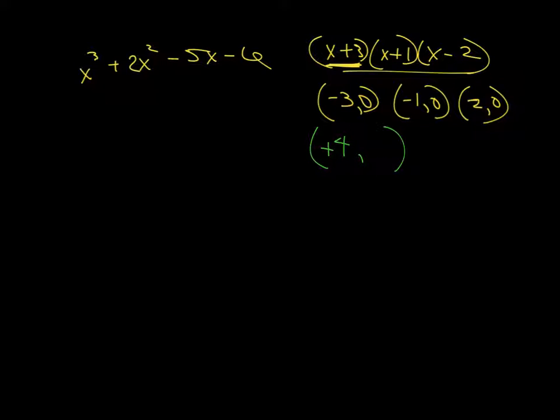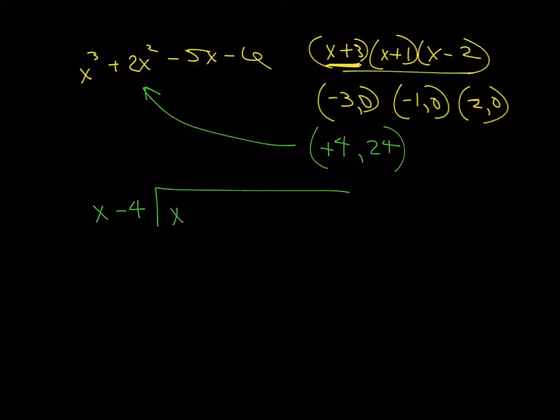And then, so I put 4 in here, and it will kick out a y value, right? And that y value will be 24. Well, if I divided x minus 4 into x cubed plus 2x squared minus 5x minus 6, what makes that 0? This positive 4 right here. So the number I'm trying to find out if it's a factor is going to be x minus 4.